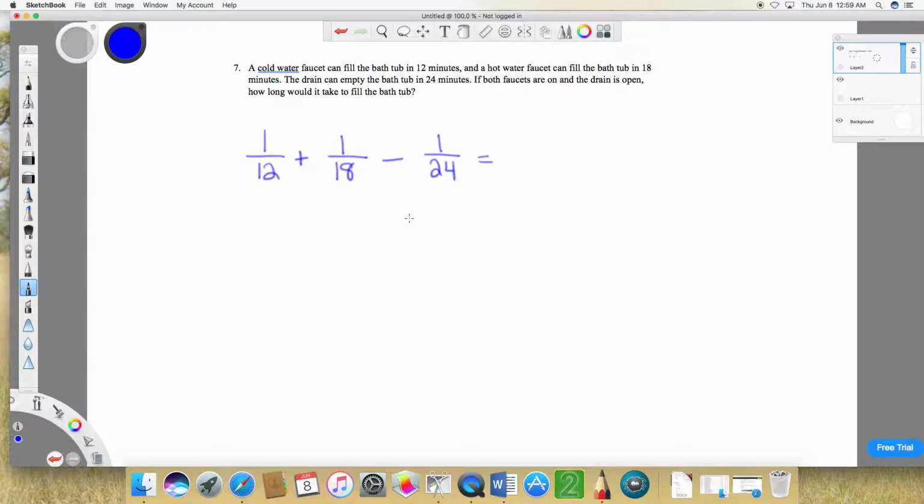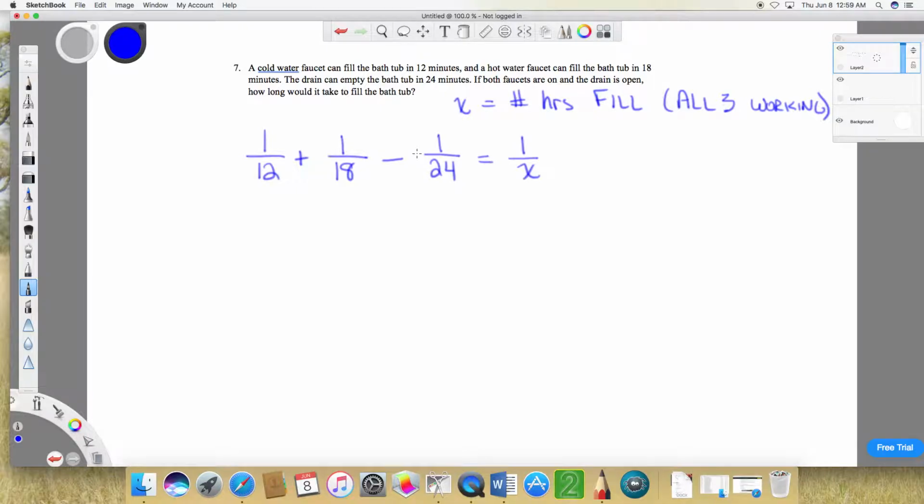If they're working simultaneously, how long would it take? So if I call that x, if x is the number of hours needed to fill the tank with all three working, knowing that the drain is working in the opposite direction. All right, so I have one equation, one unknown, and I can solve for x.